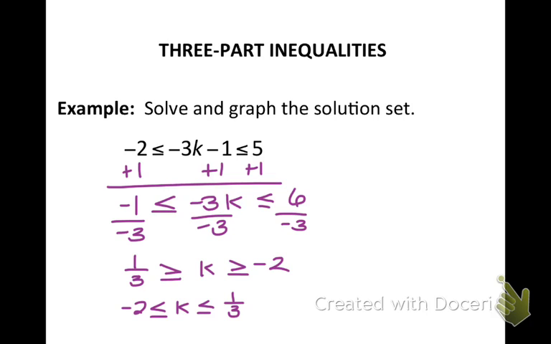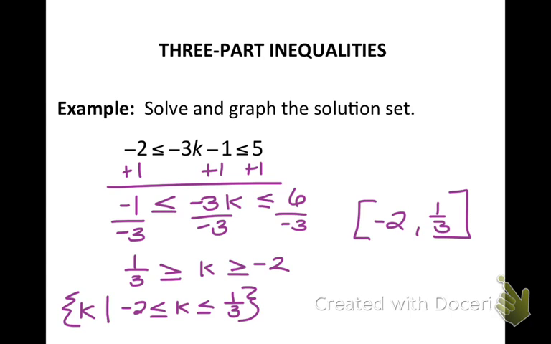Okay, so if I needed to put that into set notation, I could easily just do k such that, bam, done. Beautiful. What would that look like in interval notation? Yeah, bracket, -2, 1/3, bracket. What would that look like as a graph? Just plop -2 on there, 1/3 on there, bracket, bracket, shade in between. Okay, so the ands are pretty easy. You're just going to have your variable in between two numbers. It's always going to be smallest to largest.